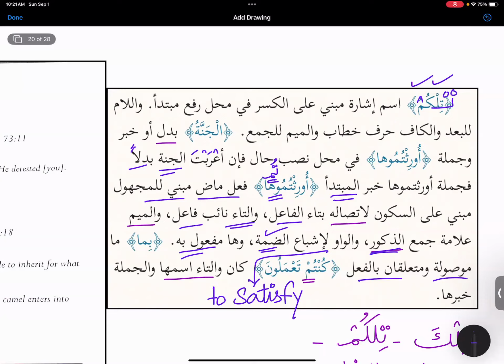And kuntum ta'lamun, and then we have kana. Ta is ismuha, see again, ta is ismuha, not tum is ismuha. Subhanallah. And then ta'lamuna is the khabar of it. That's interesting that they don't say tum is the ismuha, it's just the ta.